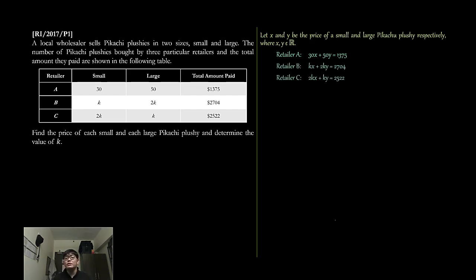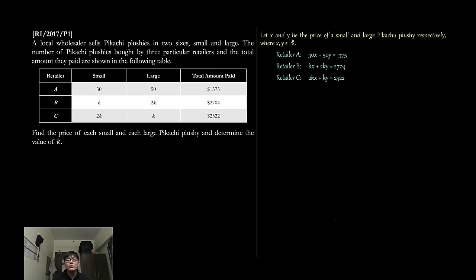But now we run into a problem. Remember I said that each expression must be linear. So 30x is a linear expression in terms of x, and 50y is a linear expression in terms of y. What about for retailer B when we have kx? Now this itself is not a linear expression because k is an unknown and x is an unknown. So therefore, in order to do it, we need to eliminate one of the unknowns.